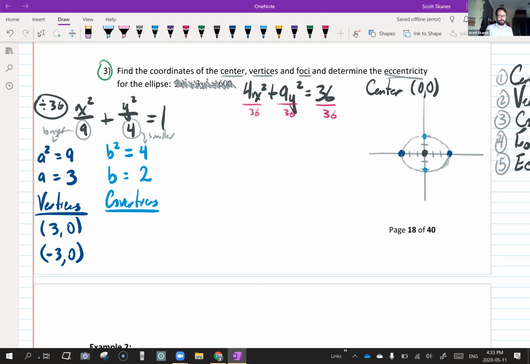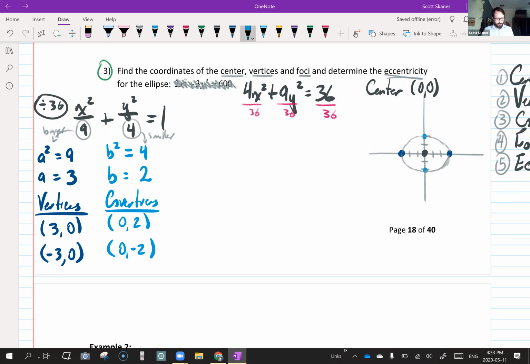What are the co-vertices? I can read it directly off of my sketch here. I can see that my first one is 0 and 2. My second one is 0 and -2. Because I made the sketch, it's very simple. If I hadn't made the sketch, I would have had a harder time keeping track of this.